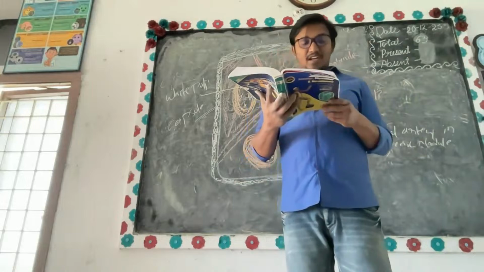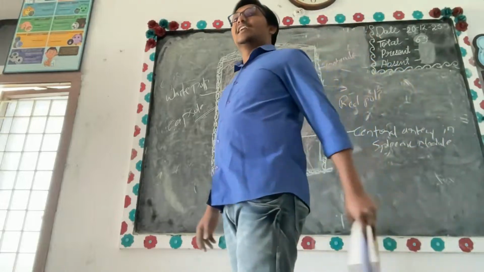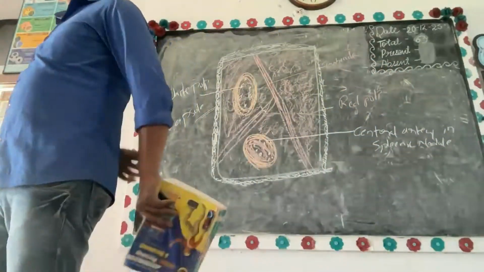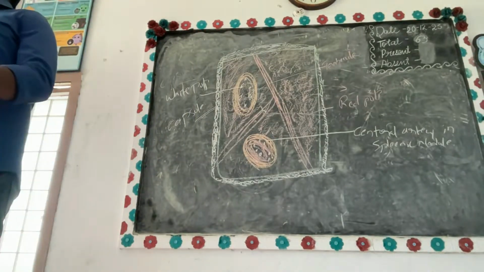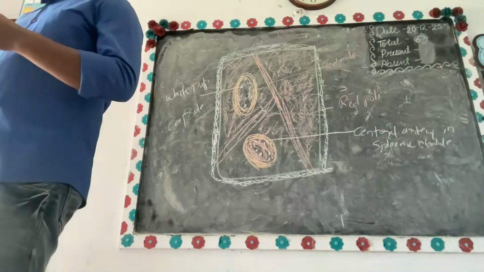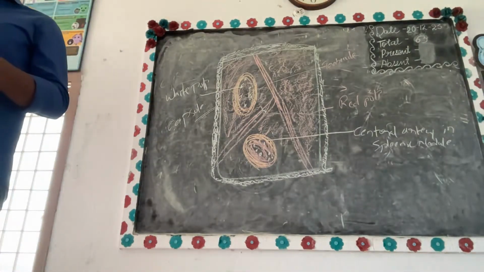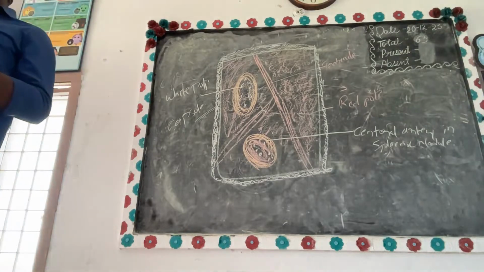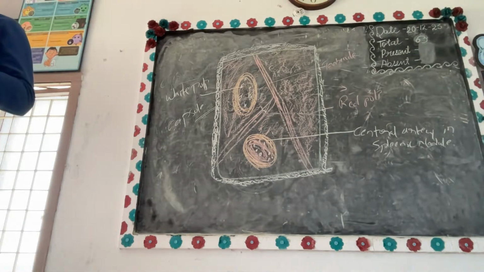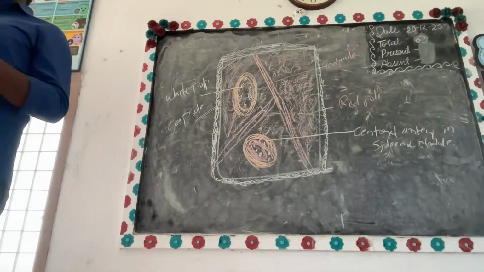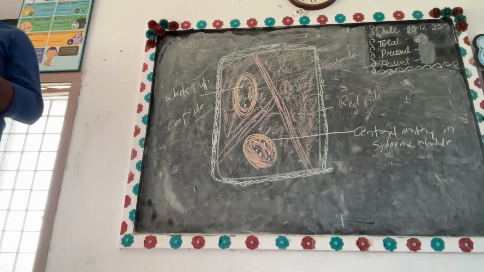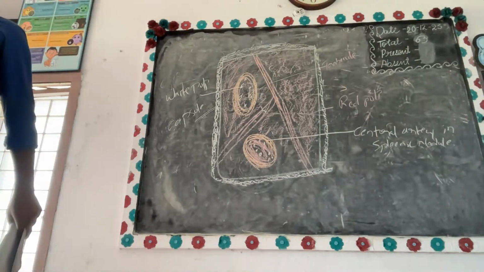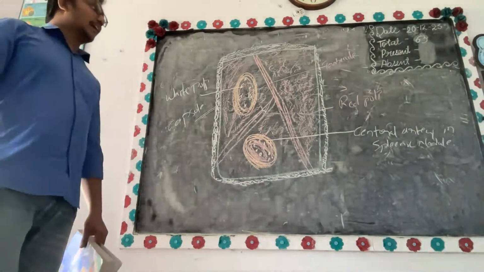Now listen. Now, what are the relations? Superiorly, who is present? Diaphragm. Now, inferiorly, left colic flexure of large intestine. Anteriorly, fundus of the stomach. Now, medially, we have pancreas and left kidney.